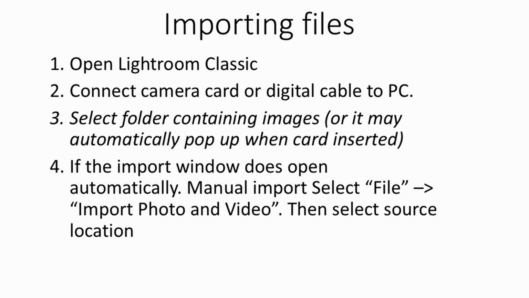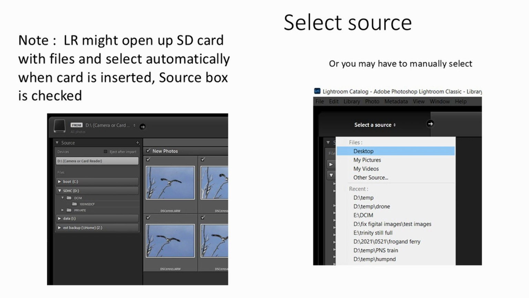So let's get started. You're going to open Lightroom Classic. You're going to connect your camera card or digital cable to your PC. Now the next step is to select the folder containing the images. Often when you plug in a camera card, it will automatically pop up as one of your choices and highlight it.